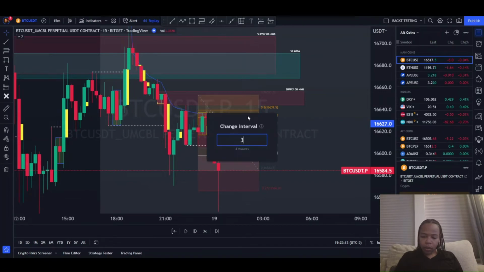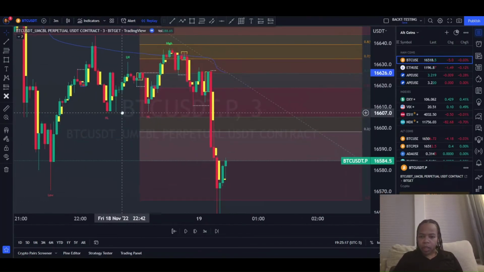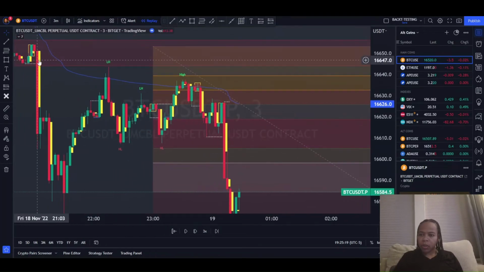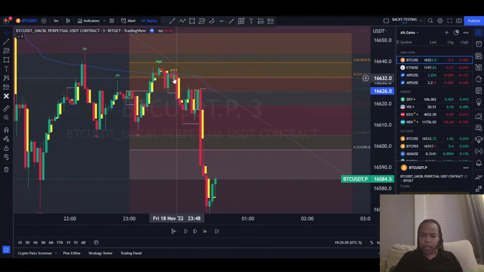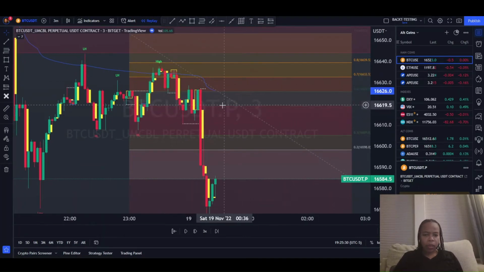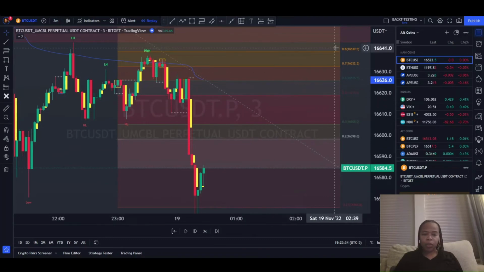All right, so let's get on to the 3 minute. What does that even look like? So down to the 3 minutes. So we had this break, then we're looking for another break. Okay, so we had this juicy break. They traded past it. We had this break, they traded past it. And now there's this break right here, potential.